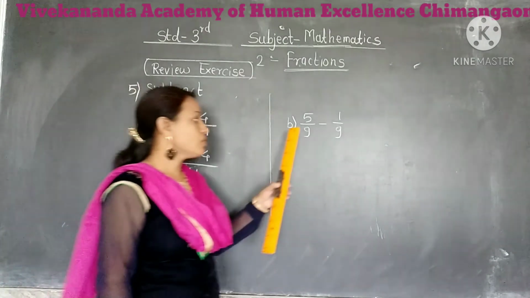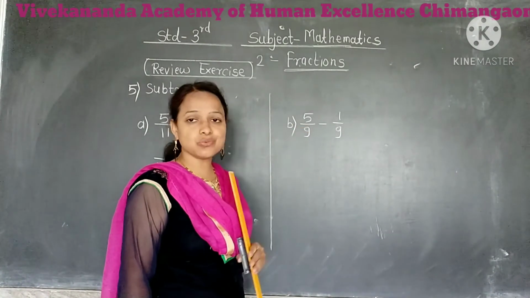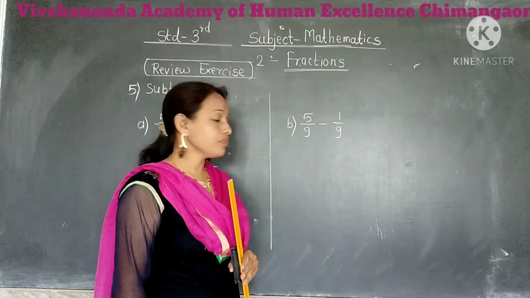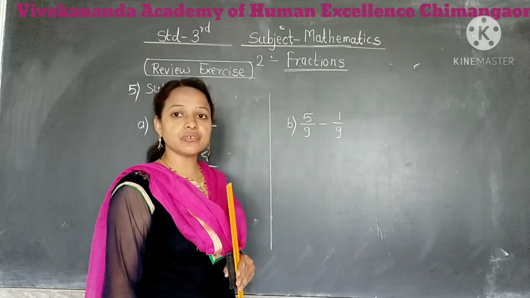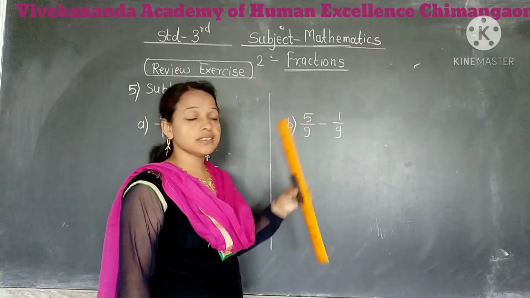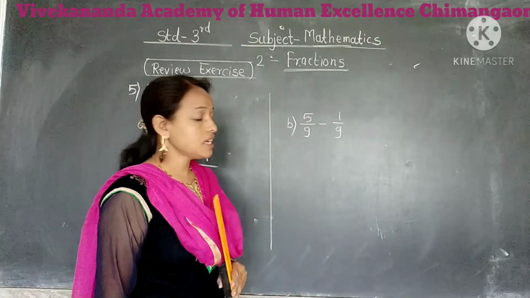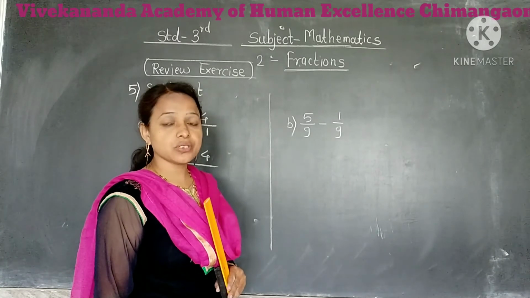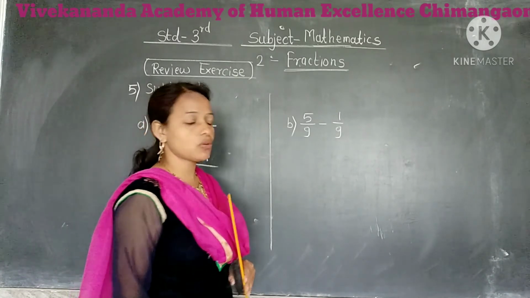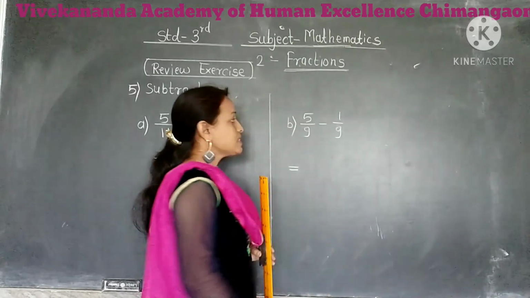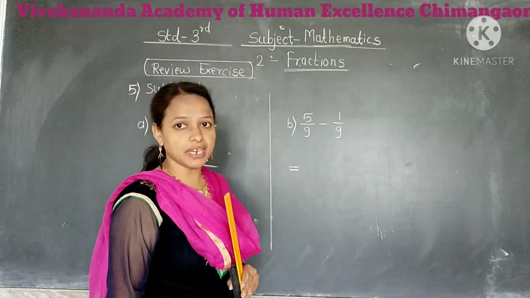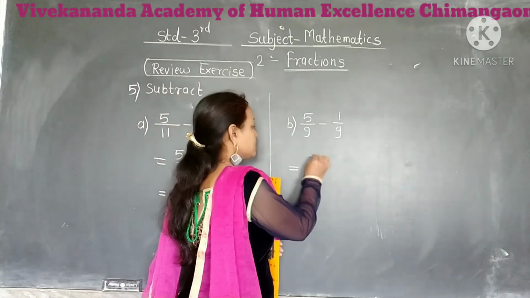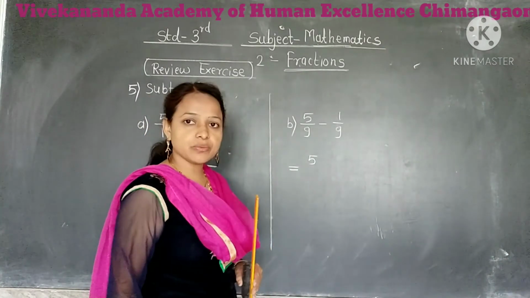Next example, 5 upon 9 minus 1 upon 9. So here also we have to use the same method. Means we have to find the difference of its numerators. Here 5 upon 9 minus 1 upon 9. These are fractions having the same denominator. So we will subtract its numerators. 5 upon 9, its numerator is 5. And 1 upon 9, its numerator is 1.